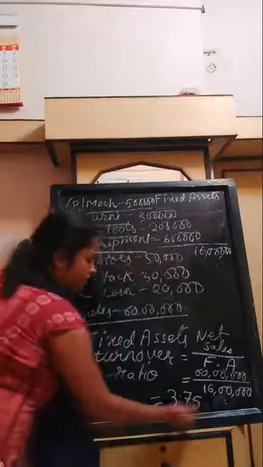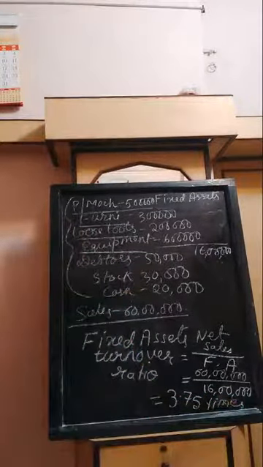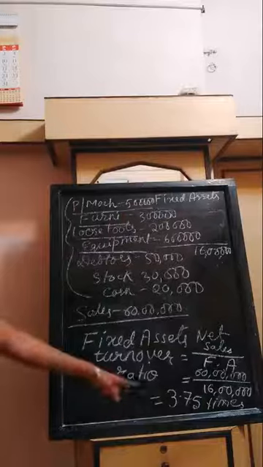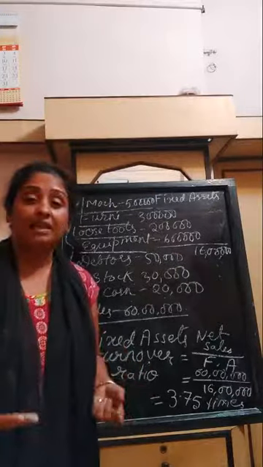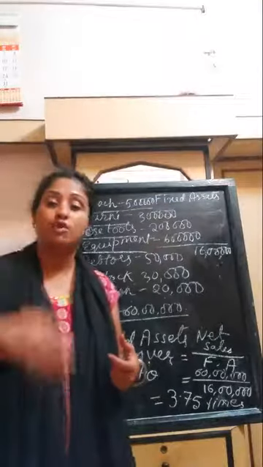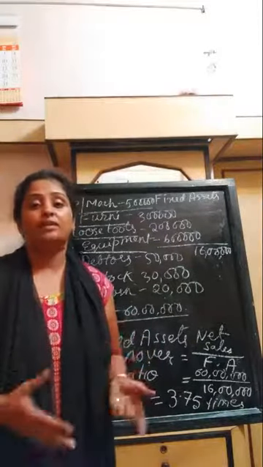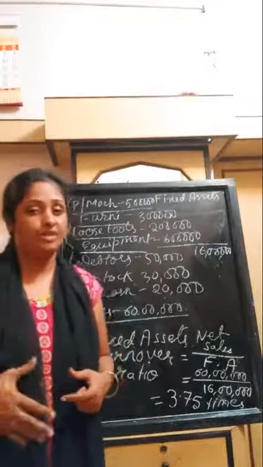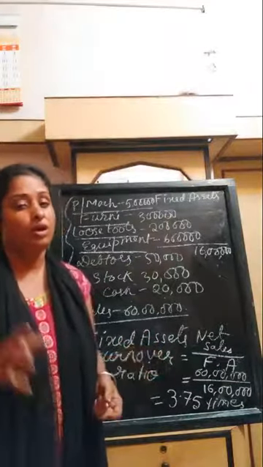3.75 times. This is the answer of this problem, which means that sales are more than the fixed investment, the fixed asset purchase. The sale is more than the purchase, which indicates the good position of a company. Sales are more than the investment in the fixed asset, which indicates a sound financial position of a concern.